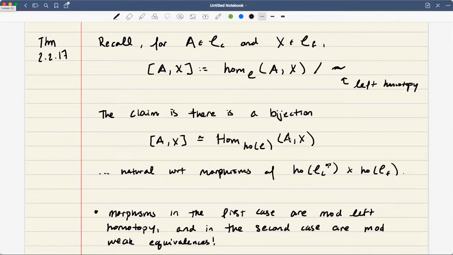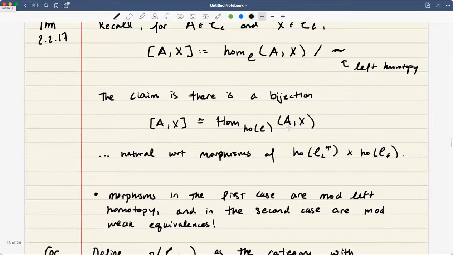And this theorem is saying that, again, the object on the left has to be cofibrant, the object on the right has to be fibrant. But in this case, these Hom sets actually agree. So left homotopy is really encapsulating weak equivalences, or even the other way around.